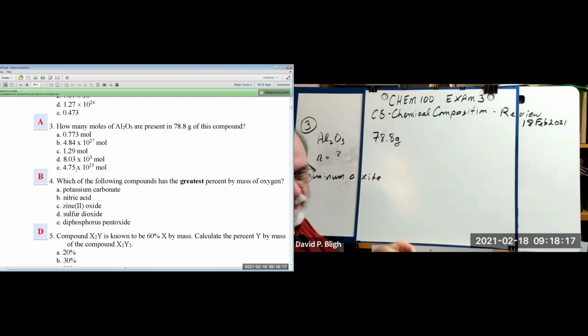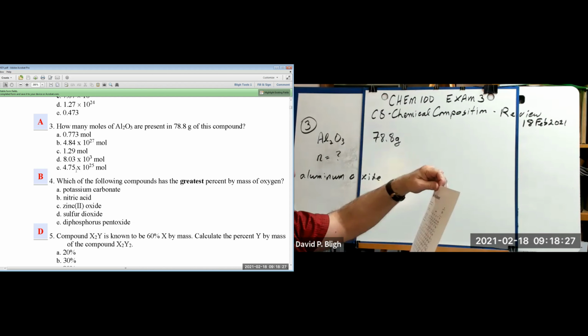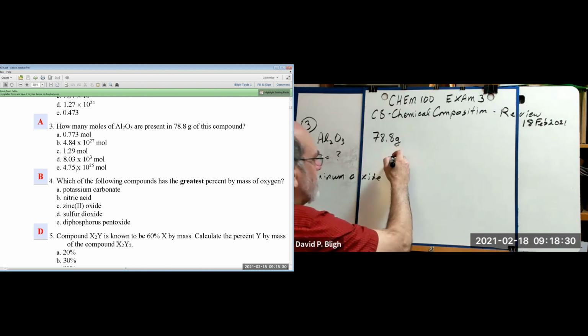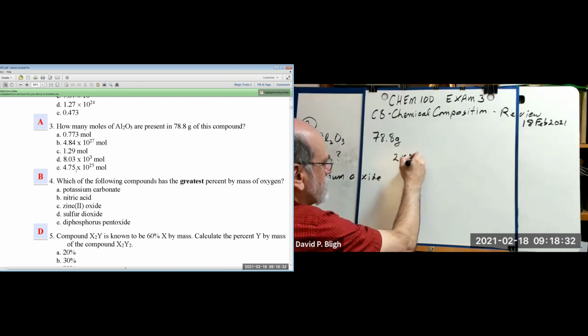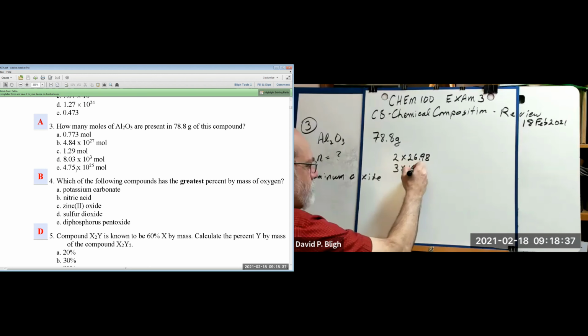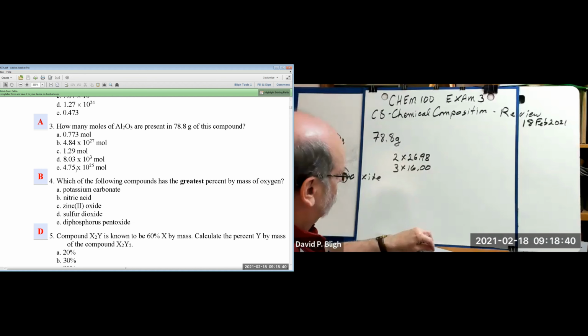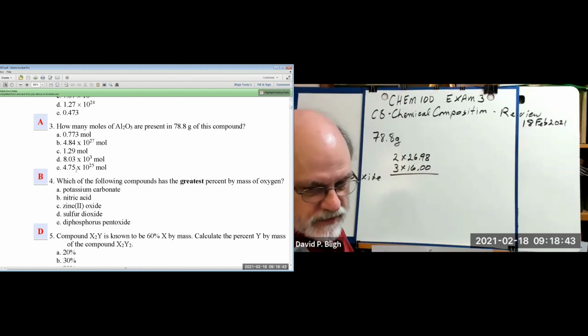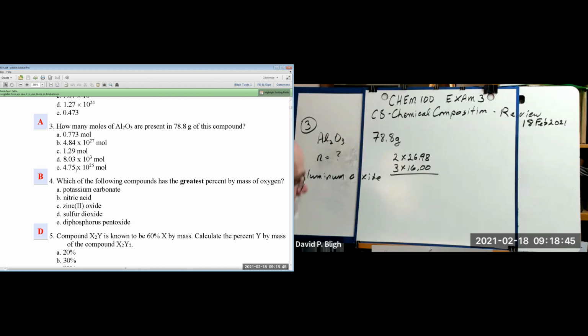Okay, now let's go back to the problem. What's the molar mass of aluminum oxide? Well, we look up aluminum on our periodic table, and it's 26.98. So 2 times 26.98. And 3 oxygens. Okay, so we just whip out the calculator, and 26.98 times 2, plus 48 for oxygen, is 101.96.